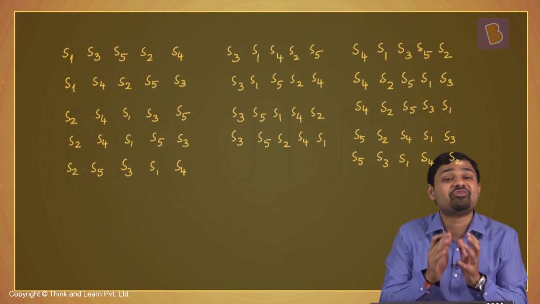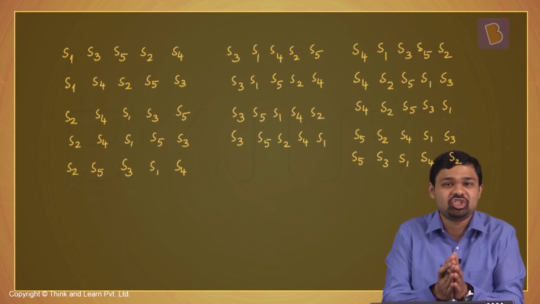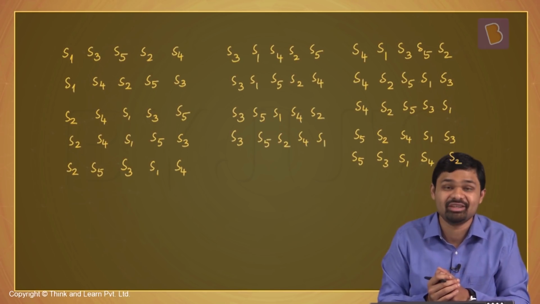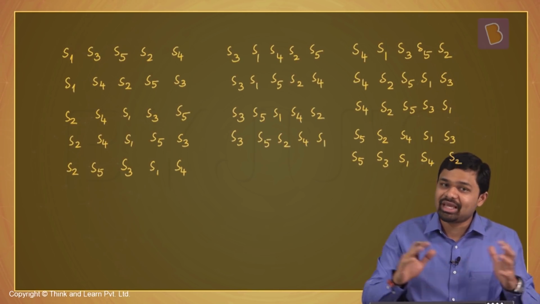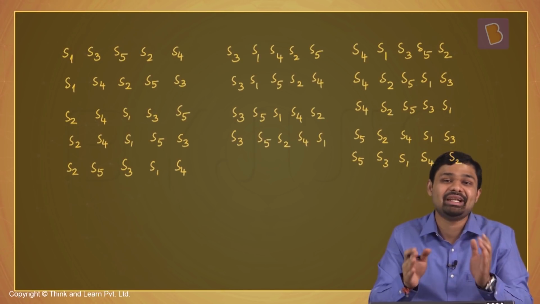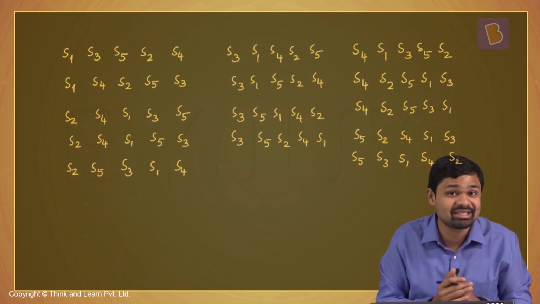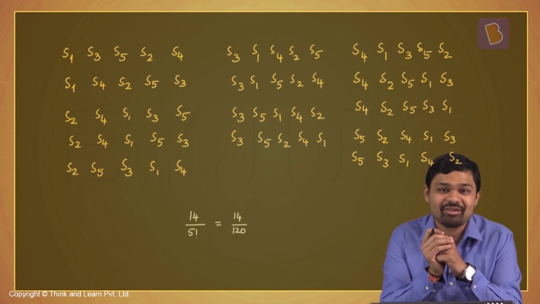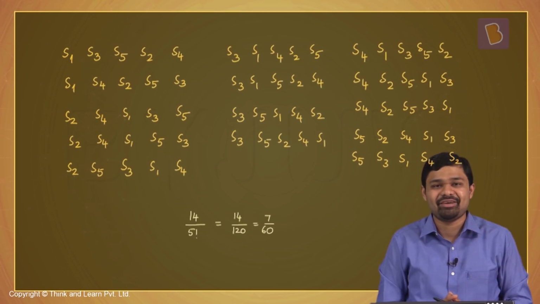In fact, we had 14 different possibilities such that 1 and 2, 2 and 3, 3 and 4, 4 and 5 do not sit next to each other. And the total number of ways in which they can be arranged in the examination was 5 factorial ways. So the probability that T1, T2, T3 and T4 simultaneously happen is 14 divided by 5 factorial, which is 14 divided by 120, which turns out to be 7 divided by 60.